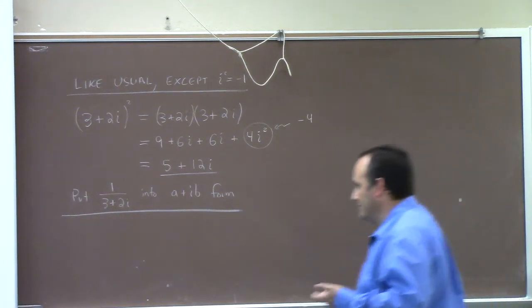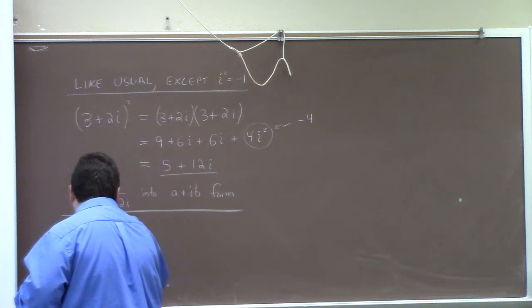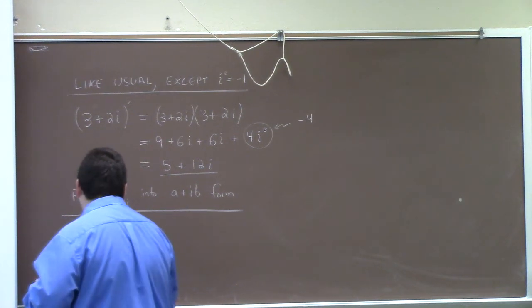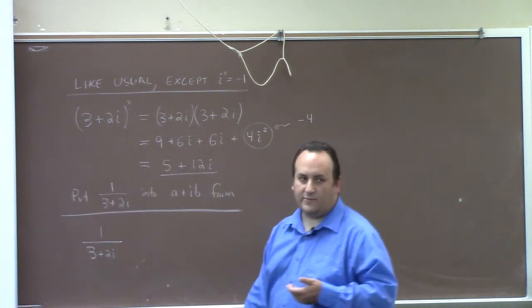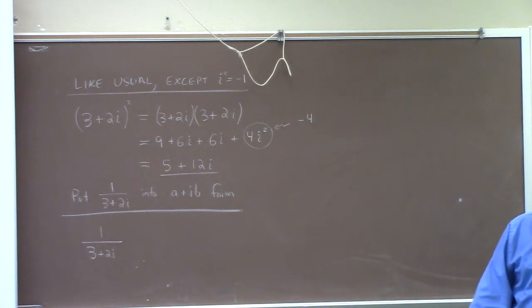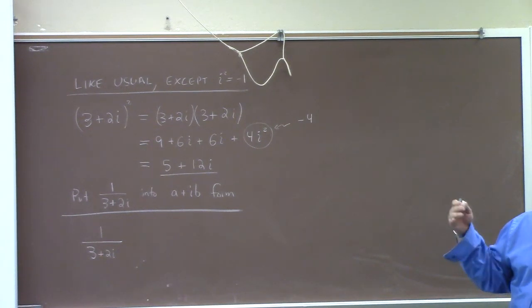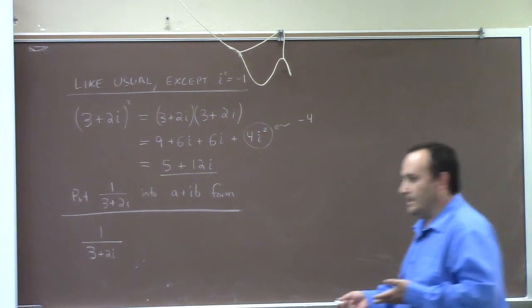Well, there's a trick. I told you earlier, we either multiply by 1 or we add 0. This is one of those places where we're going to multiply by 1. So all you do is multiply by the conjugate of the denominator over the conjugate of the denominator.